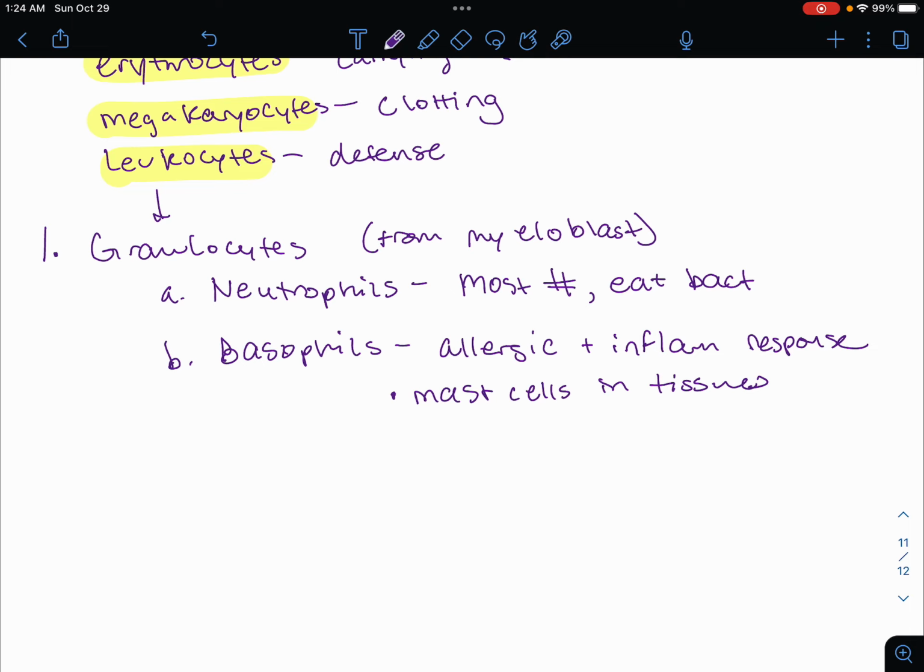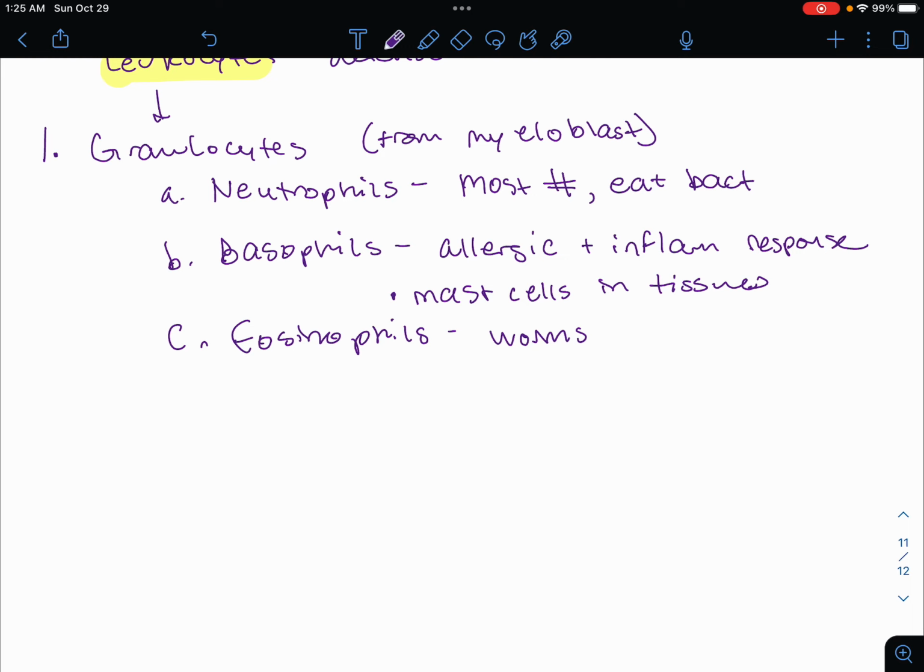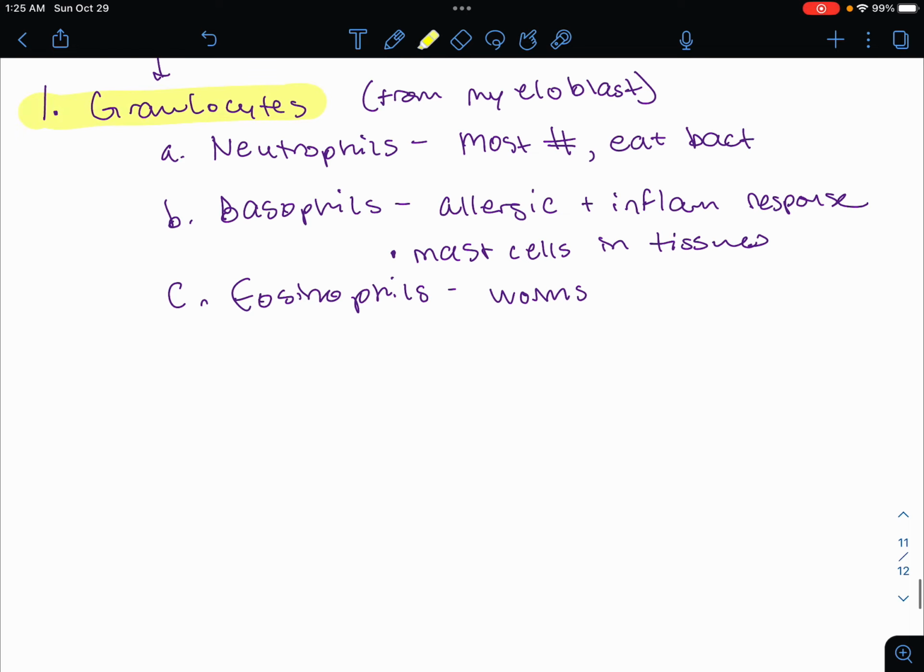Right. Next, our last kind are eosinophils, and these are going to deal with worms. Parasitic worms are helminths, as well as allergies. So the basophils and eosinophils are going to also be involved in the allergic reaction.